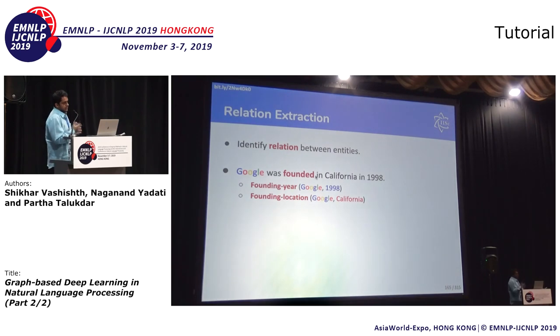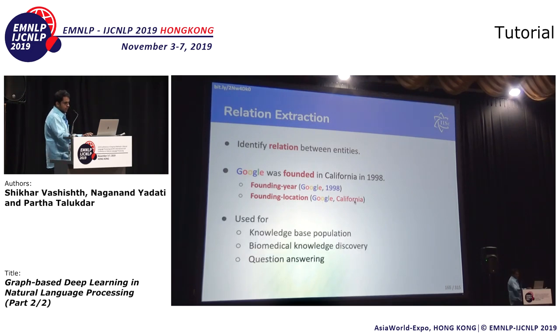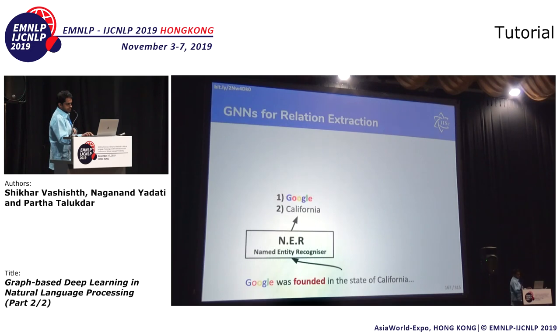So another interesting problem is relation extraction, where we want to identify relationships between entities. A simple example: Google was founded in California in 1998. This sentence has two relations, right? A founding year relationship between Google and 1998, and a founding location relationship between Google and California. This is an important problem because it can be used for knowledge base population, biomedical discovery, question answering, etc.